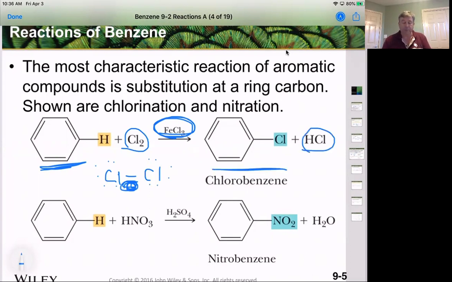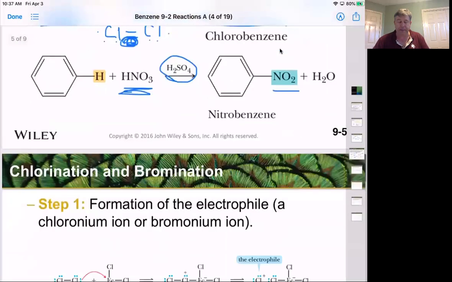Okay. So we can do that with a number of different substrates. In this case, we're using the nitric acid and sulfuric acid as our catalyst to generate that nitro concept. All right, so let's look at this one step at a time.